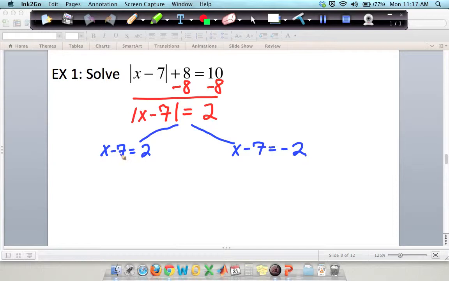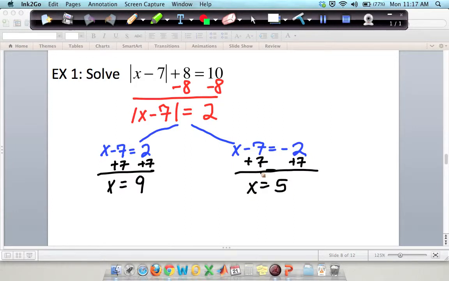So I'm not changing the sign inside the absolute value sign. I'm only changing the sign to the right of the equal sign. So 2 and -2. So we're going to go ahead and solve both of these. I'm going to add 7 to both sides. And here I get x equals 9. Over here I'm going to add 7. And I'm going to get x equals 5. So my two solutions are 5 and 9.